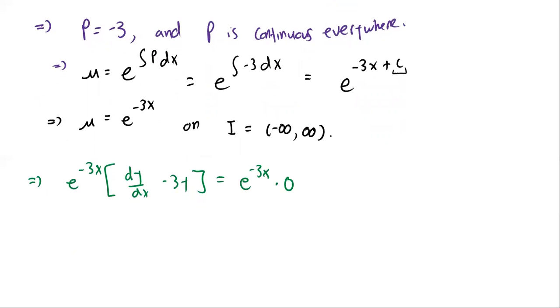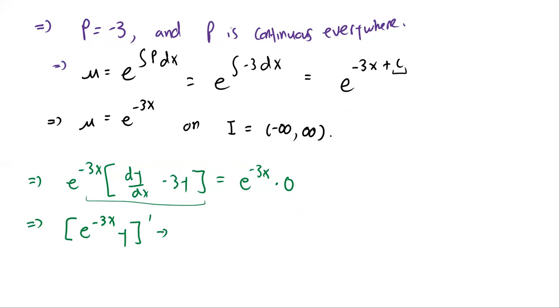Now we know that by construction, this left-hand side is exactly the derivative of mu times y. Right, so this left-hand side is just the derivative of e to the negative 3x times y. Now, you don't actually have to check this because by construction, mu is constructed such that it satisfies this, so that this is always true. If you want to check whether you found your function mu correctly, you can write out this derivative using the product rule and actually make sure that it equals this thing here.